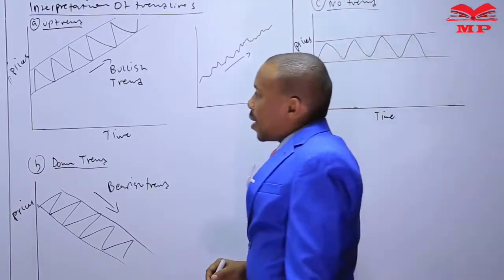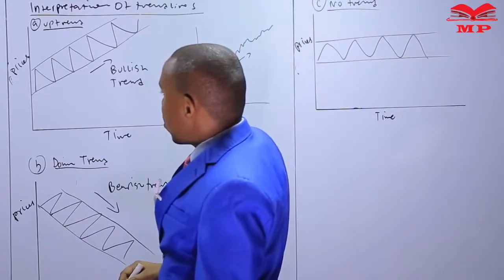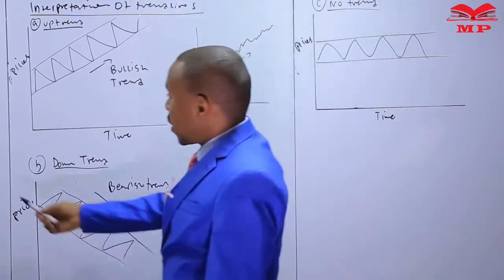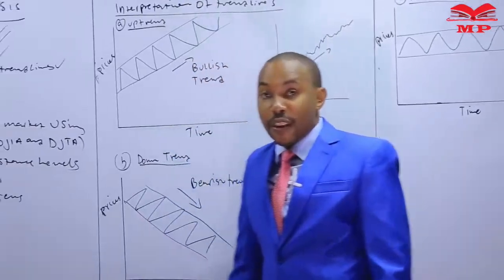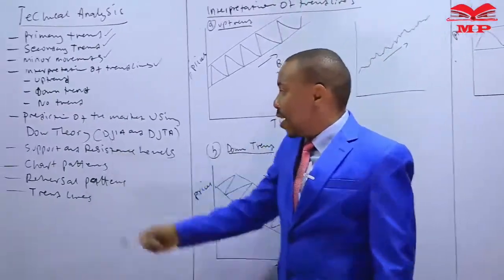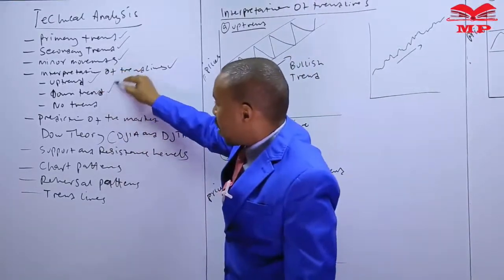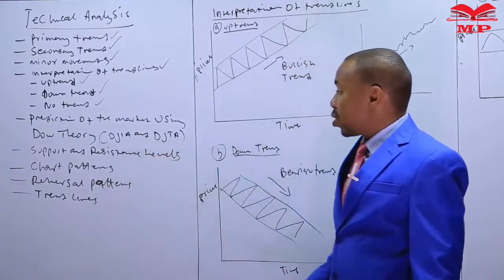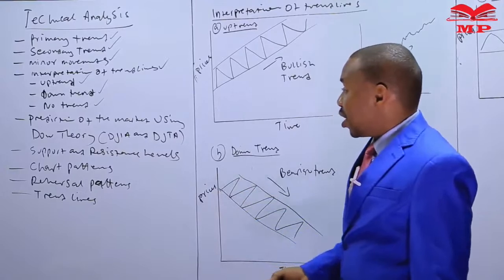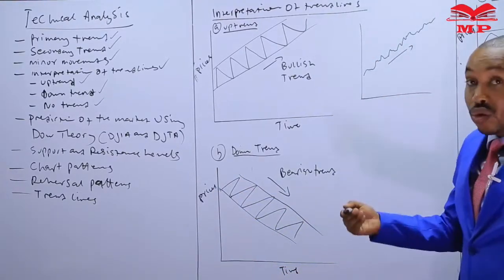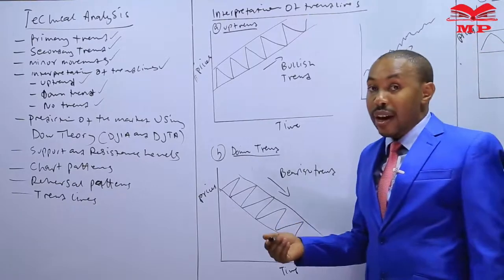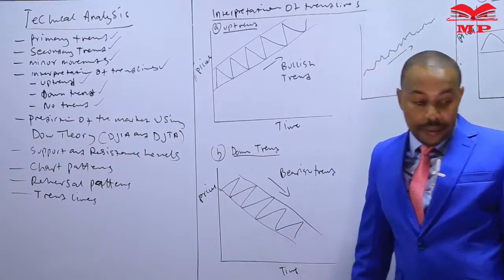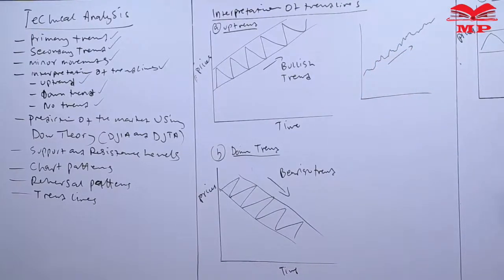Now, having looked at the interpretation of trend lines there, we move on and look at the prediction of the market using the Dow theory. We can look at the Dow Jones Industrial Average and the Dow Jones Transportation Average right here. So we've actually done the uptrend, downtrend, and no trend there. So moving on, the Dow Jones Industrial Average and Dow Jones Transportation Average provide an indication of when to buy a security and when to sell a security. So the best way to demonstrate this prediction of the market is to use a graph. So I can use this part right here.